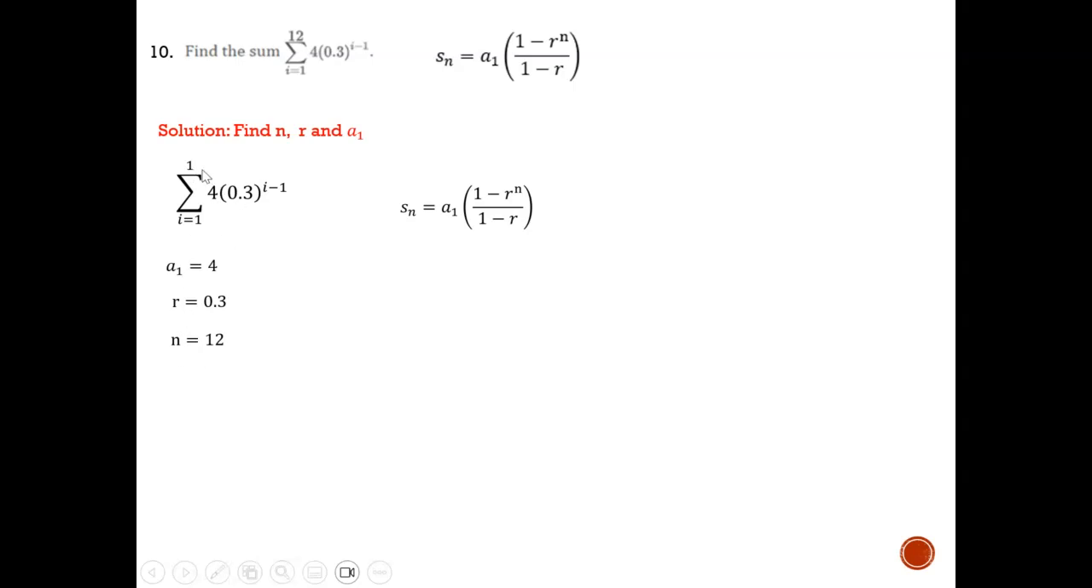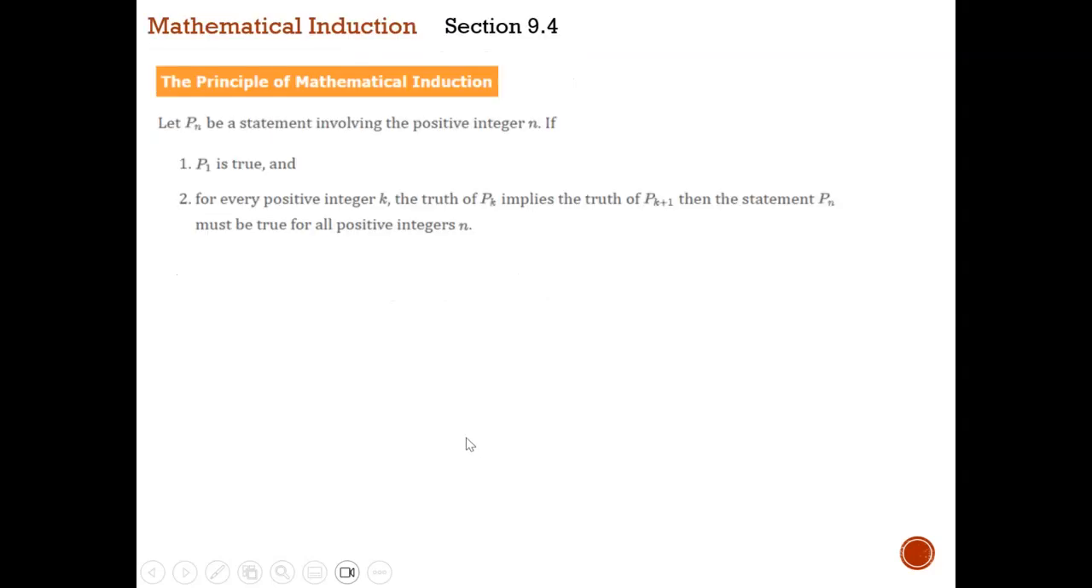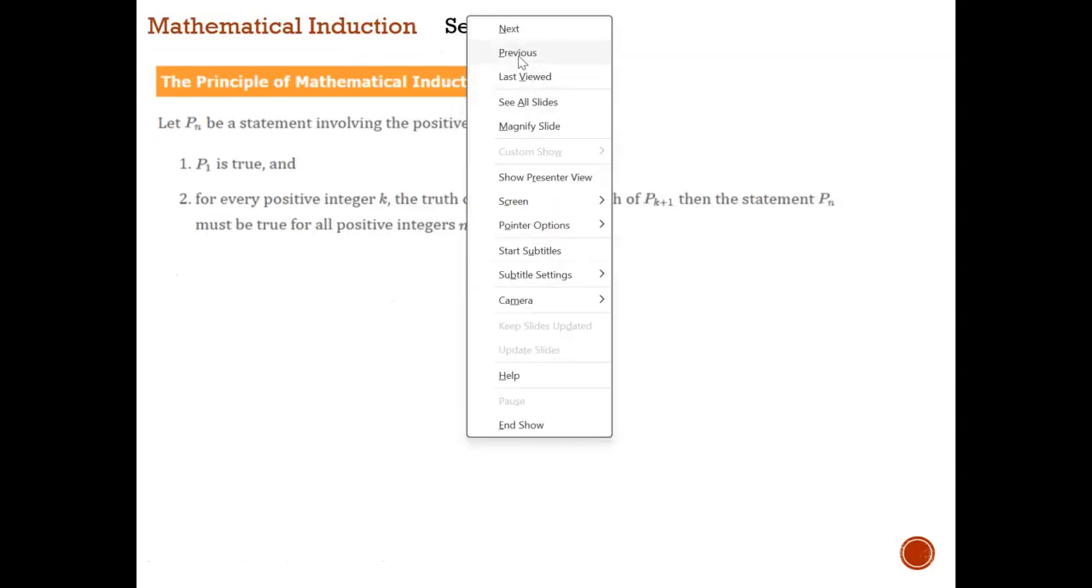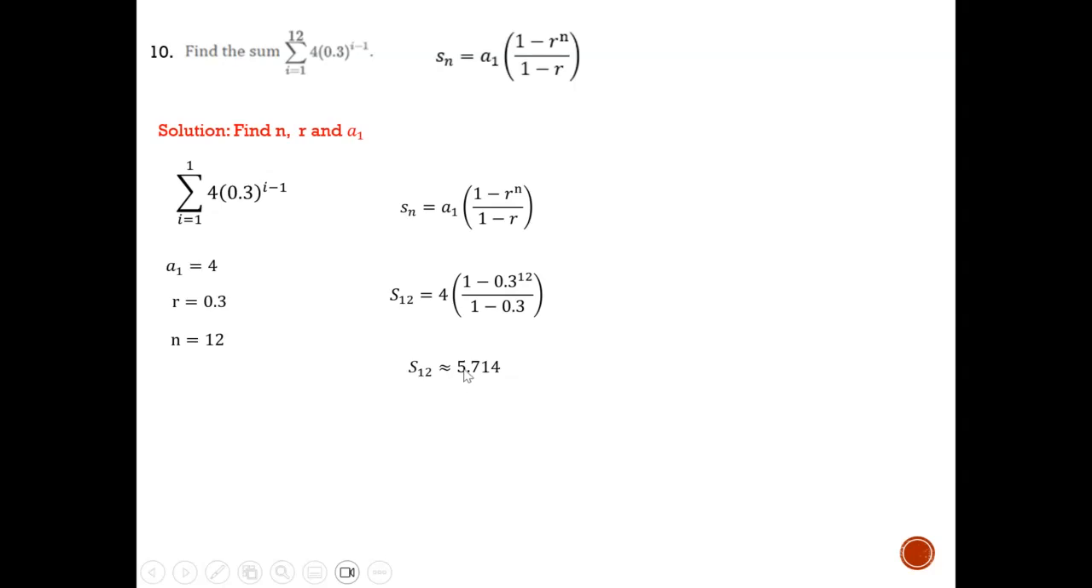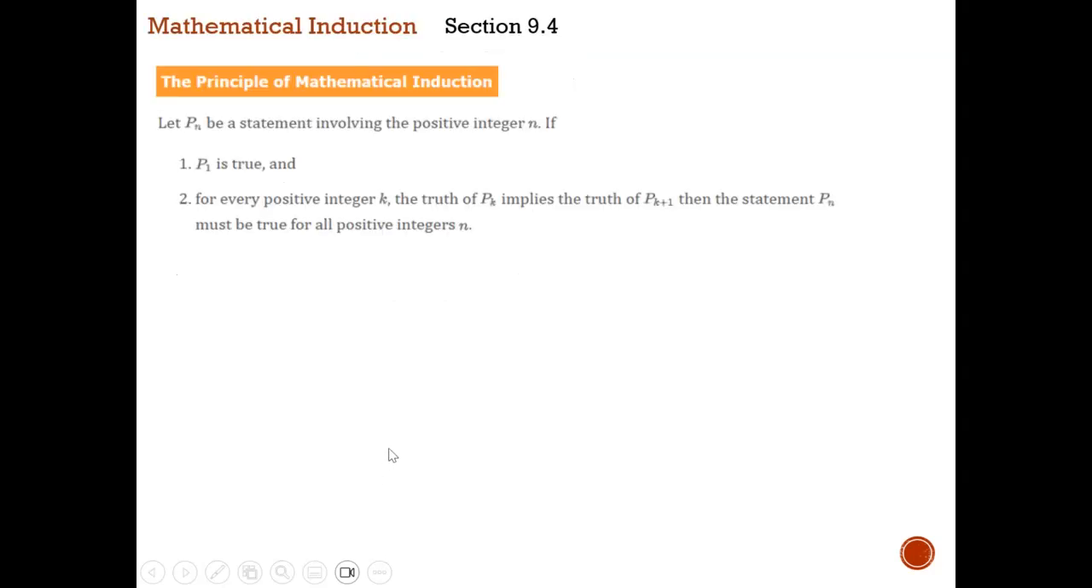So again, n is 12. So then S12 is equal to 4, where a1 is 4, times 1 minus my ratio 0.3 to the power of 12, over 1 minus 0.3. So you can use the calculator, guys, and you get your answer. It's going to be approximately 5.714. That's your answer. Okay. Let's move on to number 11.